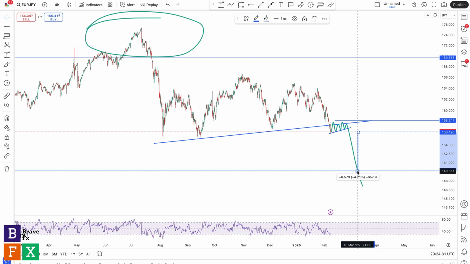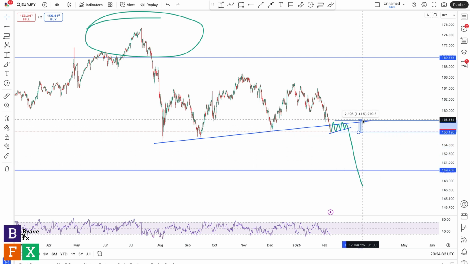So decent trade opportunity, in my opinion, and stop loss will be just 200 pips. So a risk to reward ratio of 1 to 3, right? Your take profit target is 3 times as large as your stop loss. So this is going to be a decent opportunity, in my opinion.